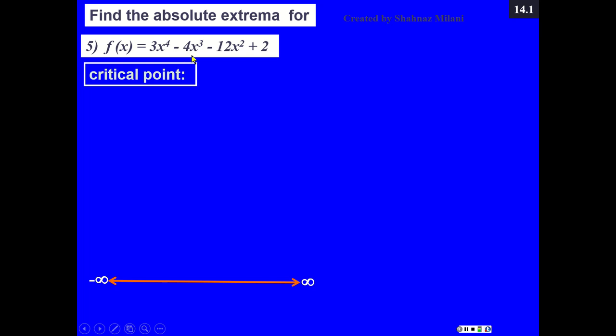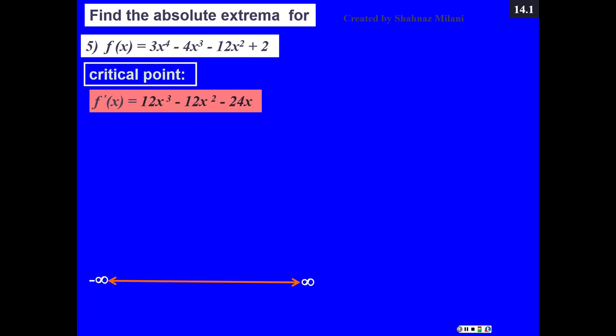Again, there is no restriction. Domain is from minus infinity to positive infinity. Now, we need a critical point. To find the critical point, I have to find the first derivative from this.